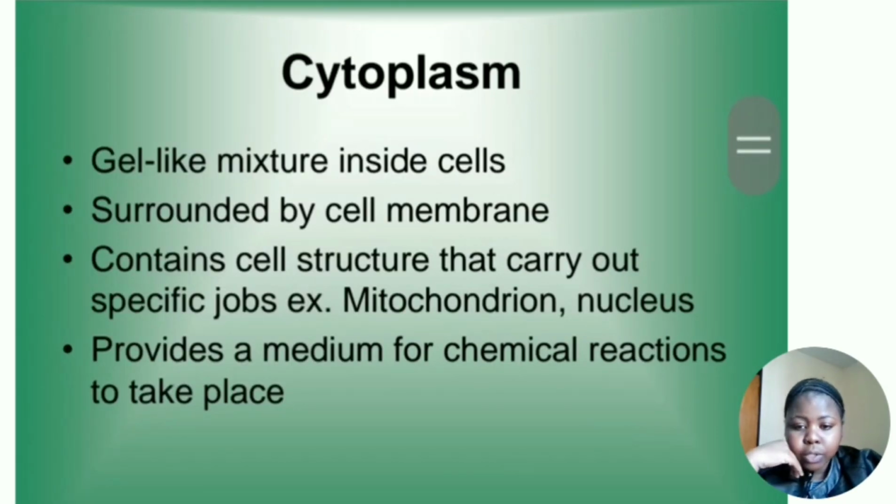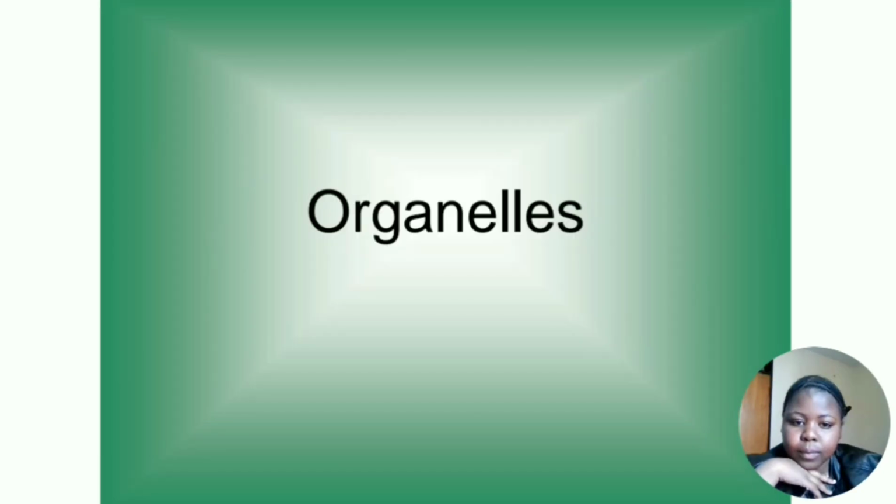We also have the cytoplasm. In your cell, you won't be able to see the cytoplasm because it's a liquid-like or jelly-like mixture inside cells. It is surrounded by the cell membrane. It contains cell structures that carry out specific jobs, like the mitochondrion or nucleus. It provides a medium for chemical reactions to take place. Our cells also consist of organelles. So I'm going to take you through the functions of the organelles that we find in the cell.